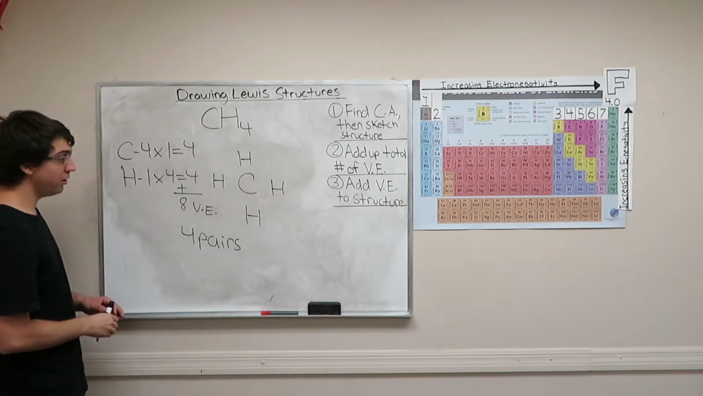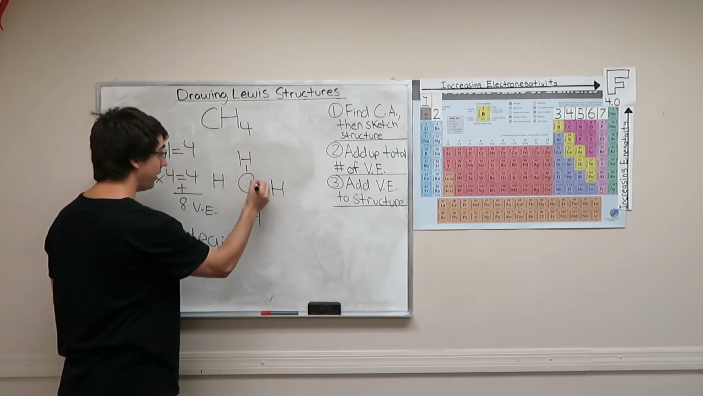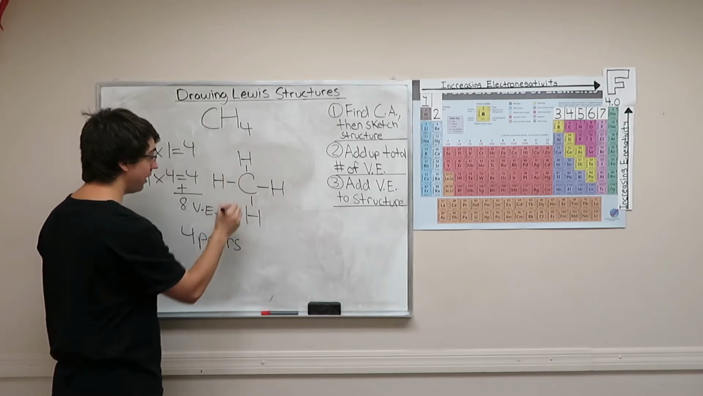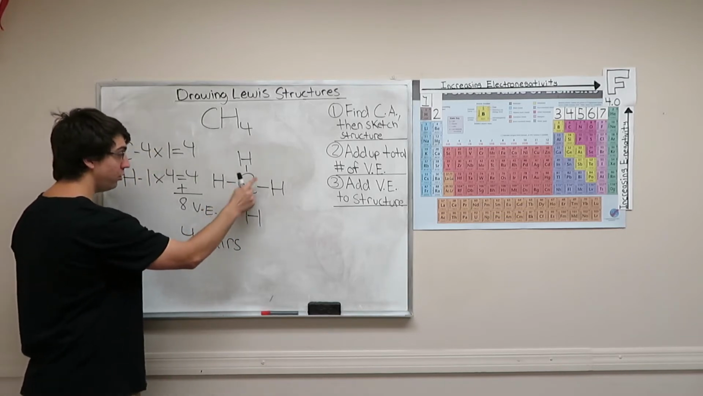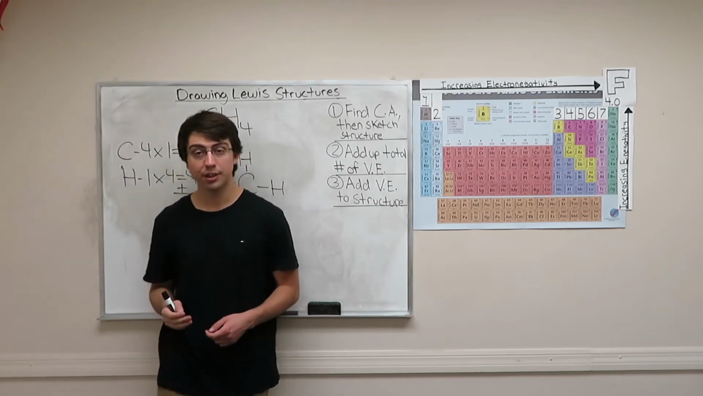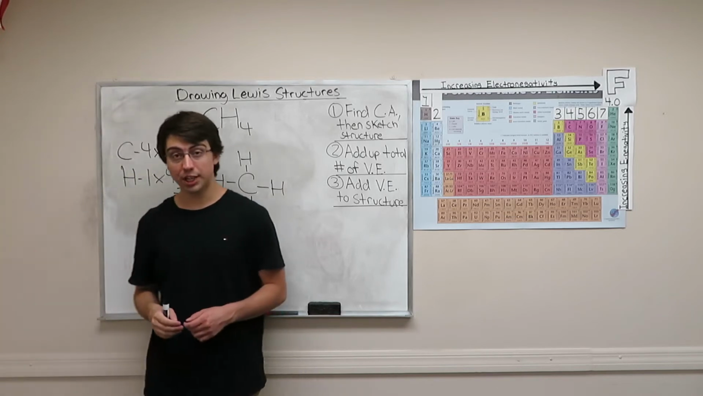And the first thing I'm going to do is just simply connect all of these with a pair. So we have 1 pair here, another pair here, another pair here, and another pair here. And we use 1, 2, 3, 4. We use 4 pairs or 8 total valence electrons. And simply just by connecting all of these, it's completely finished at this point.